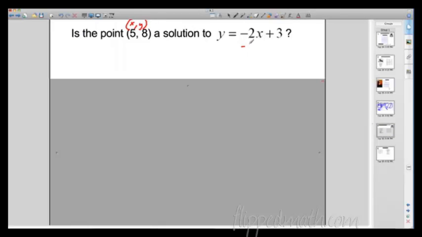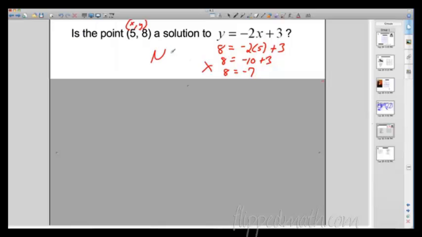If x is 5, I'll replace x with 5 plus 3 over here, and y is 8. Is this true? Does 8 equal negative 2 times 5 plus 3? Let's work it out. Negative 2 times 5 is negative 10, plus 3. Does 8 equal this? No, that looks like negative 7, doesn't it?